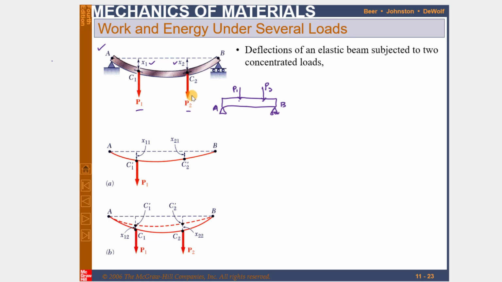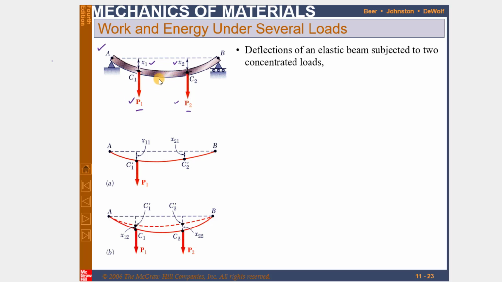So in this section, the strain energy of a structure subjected to several loads will be considered and will be expressed in terms of loads and resulting deflection. So let me delete this, this was the initial beam. So let's move further. Now consider an elastic beam AB subjected to two concentrated loads P1 and P2.